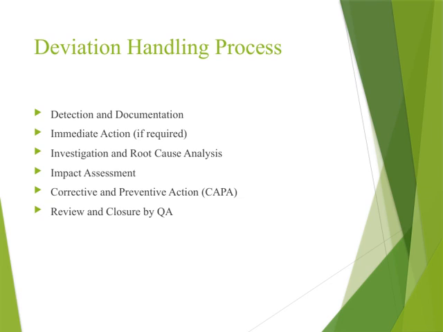Finally, the process concludes with review and closure by QA. Quality assurance reviews all steps taken to ensure completeness and then formally closes the deviation case. This process is fundamental to continuous improvement and ensuring we uphold the highest quality standards throughout our operations.